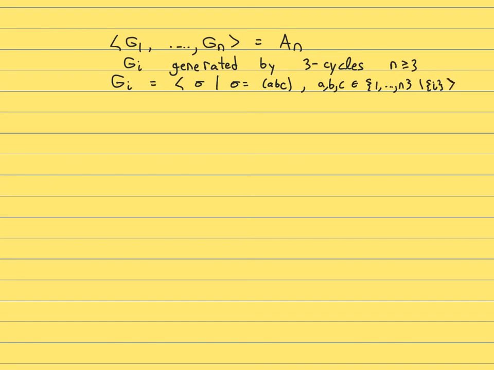That's what we mean by generated. It's generated by the set of all permutations of the form sigma, where sigma is a 3-cycle of the form (a b c), where a, b, c are integers. We're excluding i because we're in the stabilizer subgroup. By induction, we're assuming we're generated by that.